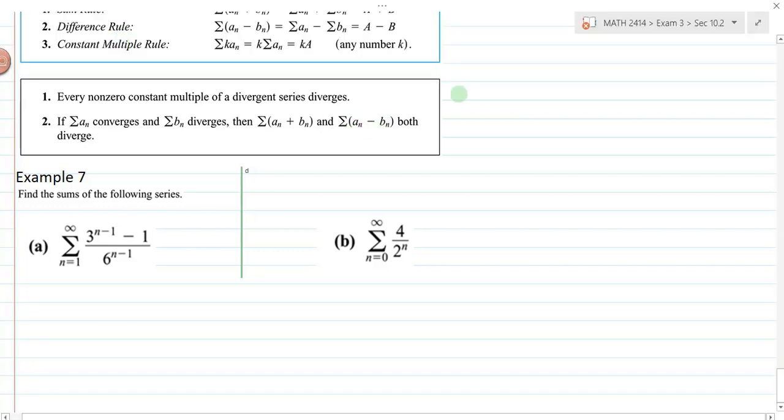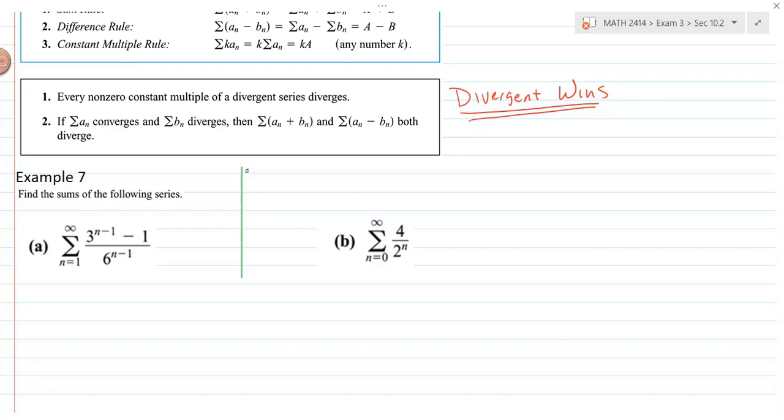What that means is divergent wins. It's like a trump card. You ever play spades and you have a trump card, spades or trump? You could have the highest card in another suit, but a two of spades will take it because it's a trump card. Divergence cannot be overcome. If either one of the series diverges, then the whole thing diverges when you're adding and subtracting series.